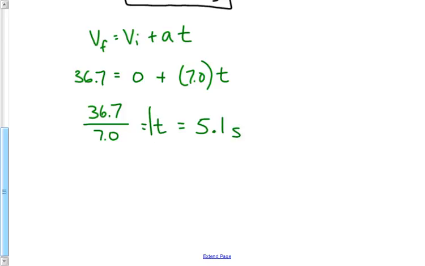Once again, you could get the units from the math, but you know that time is going to be in seconds because after all, this is physics class. We'll do more examples like this in class, but that's a good start.